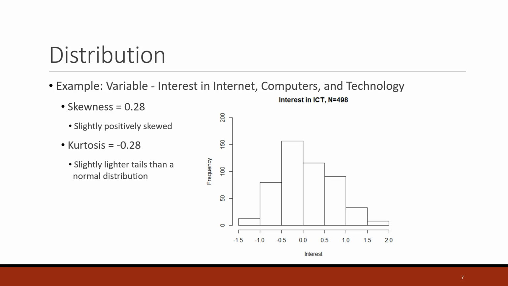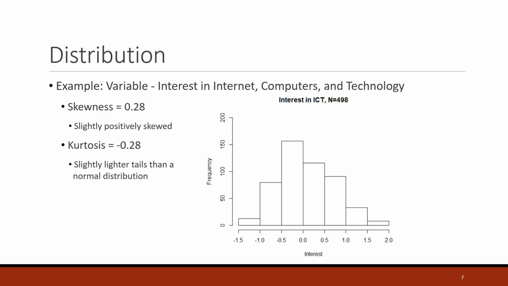All right, now moving to some examples. Here we have a variable, interest in internet, computers, and technology. On the right-hand side, we can see a histogram for this continuous variable. Then on the left, we have skewness and kurtosis. Skewness here is 0.28, so that's pretty small. It is positive, so we have a slightly positively skewed distribution here. We can sort of see that in our histogram. If we look towards the right-hand side of the histogram, we can see a sort of drawn-out tail towards the right. Not a lot, but a little bit.